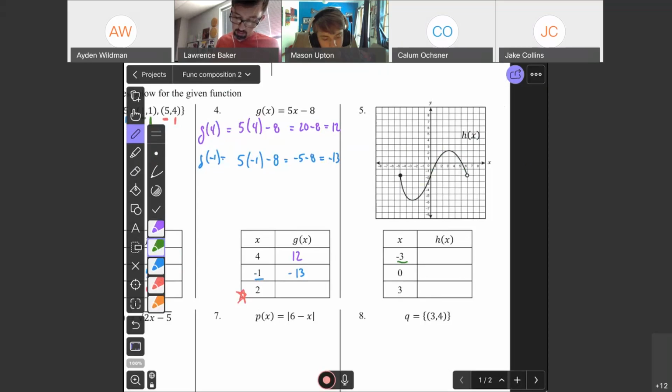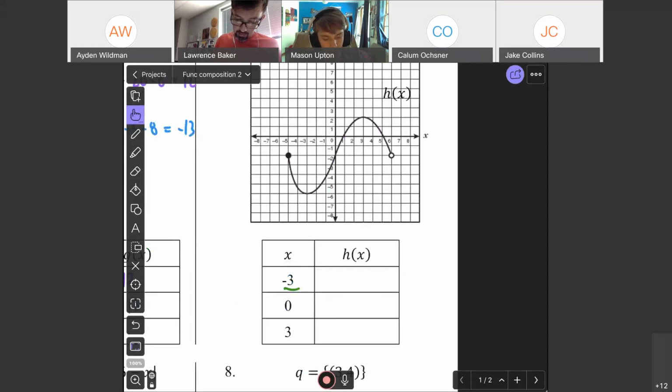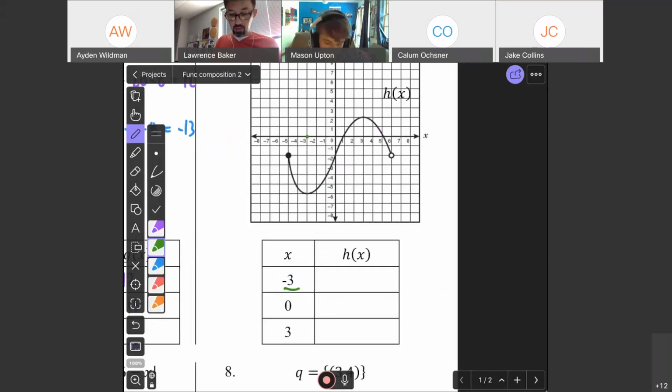Zoom in a little bit here, it's easier. So go to where x is -3. And you want to go up or down depending on which way the graph is. In this case, I want to go down until I hit that point, right? And then I want to see what its associated y value is. So -3 on the x goes with -6 on the y.